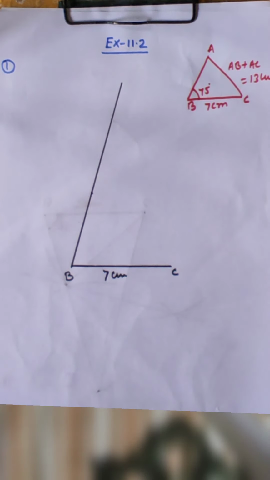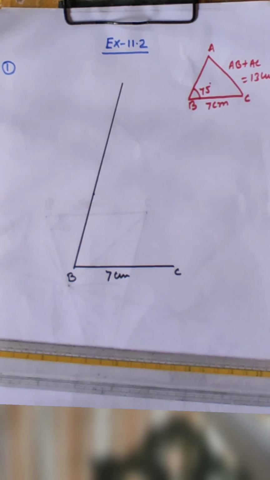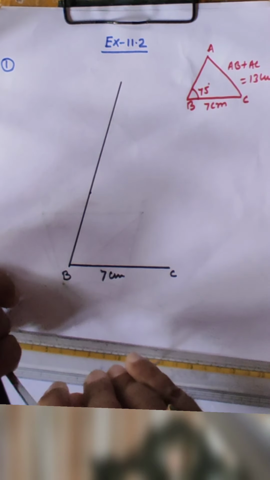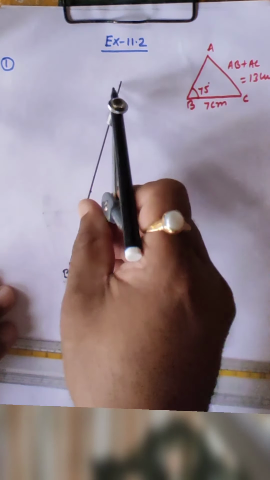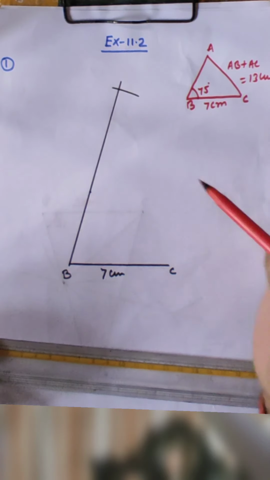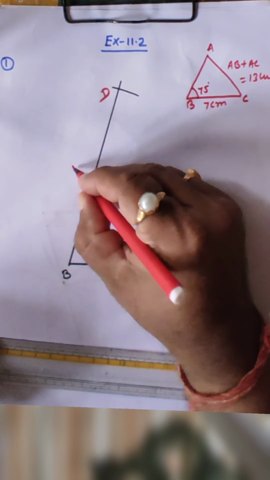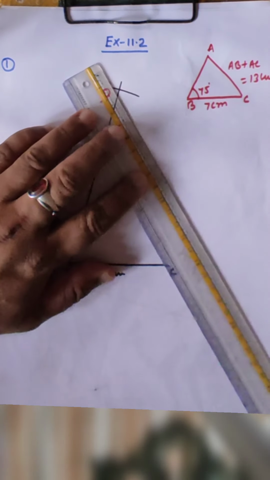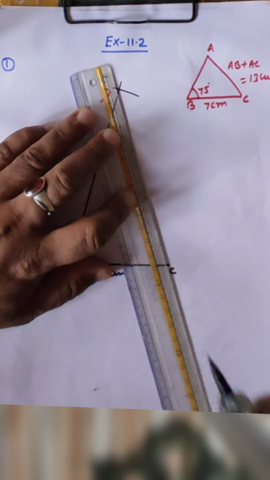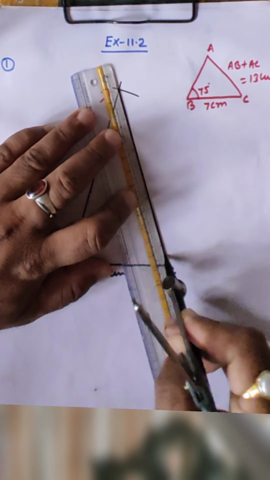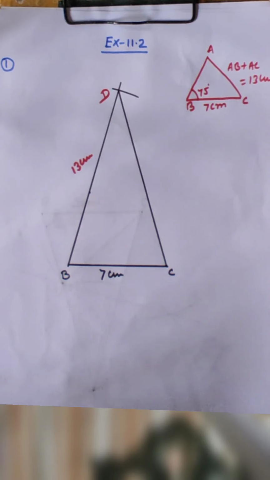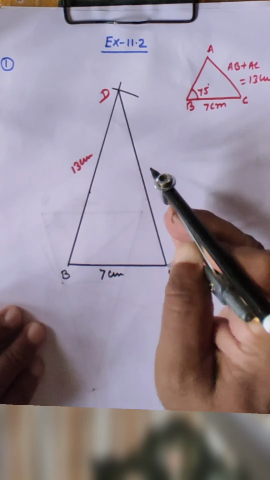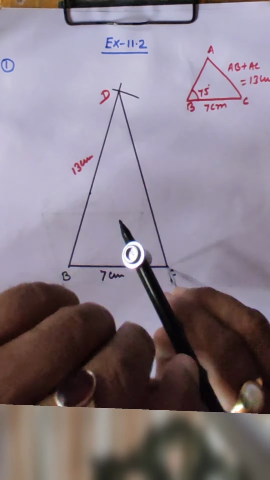Now we make a cut from B, that is BD equal to 13 cm. Now join CD. Next, bisect the side CD of triangle BDC.